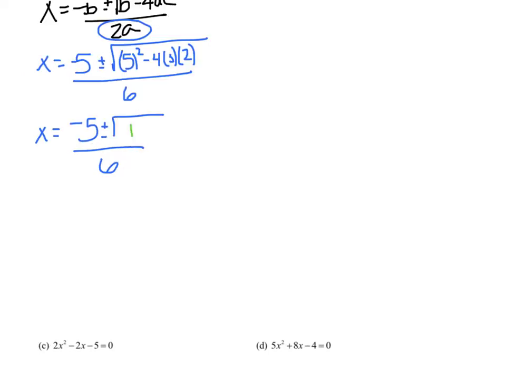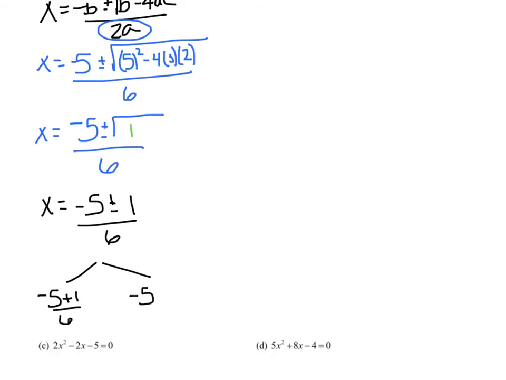So I'm going to say I get x equals negative 5 plus or minus, we always start on the top first, the square root of 1 is 1, all over 6. And now I'm going to split my two answers because this is a whole number. I get negative 5 plus 1 all over 6 and negative 5 minus 1 all over 6. So negative 5 plus 1 is negative 4 over 6, and this becomes negative 6 over 6, which is negative 1. And you could obviously reduce this to negative 2/3.